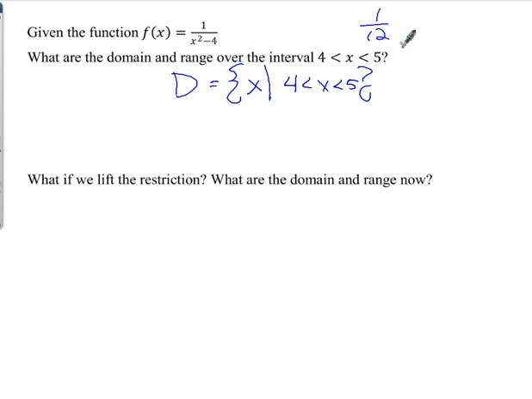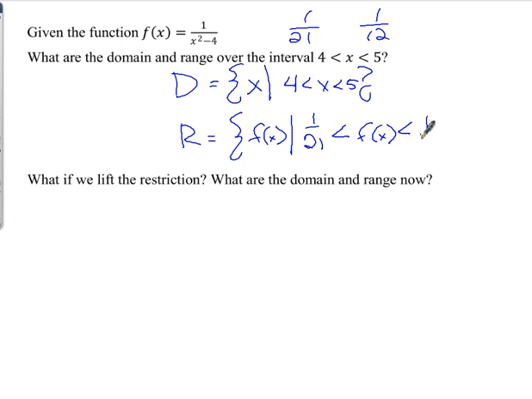If I plug in 5, what do I get? 1/21. Which one's bigger, 1/12 or 1/21? 1/12 is bigger. So 1/21 would go on this side, and my f values would be somewhere in the middle. So the range is, in tabular notation, you could say y, but we have f of x here, such that 1/21 is less than, can it be 1/21? No, because we had this symbol here, so it can't be 1/21. Less than my function, less than 1/12.